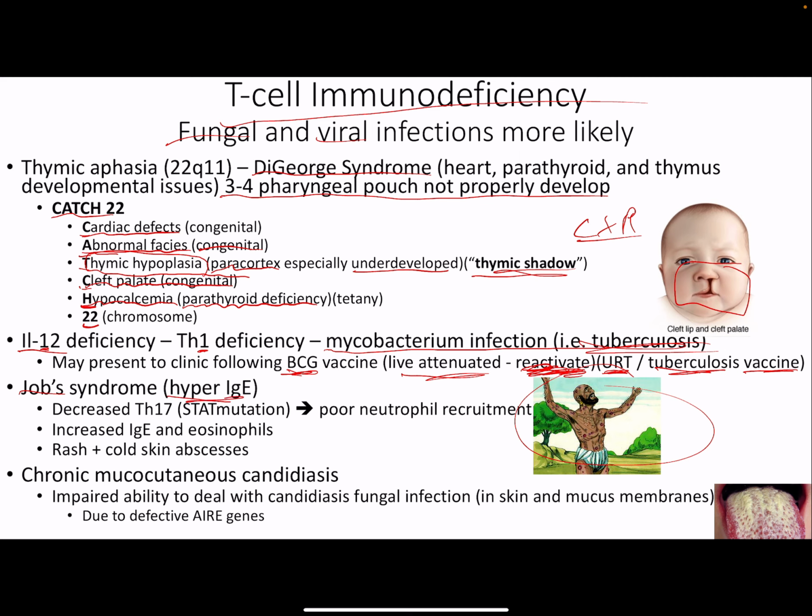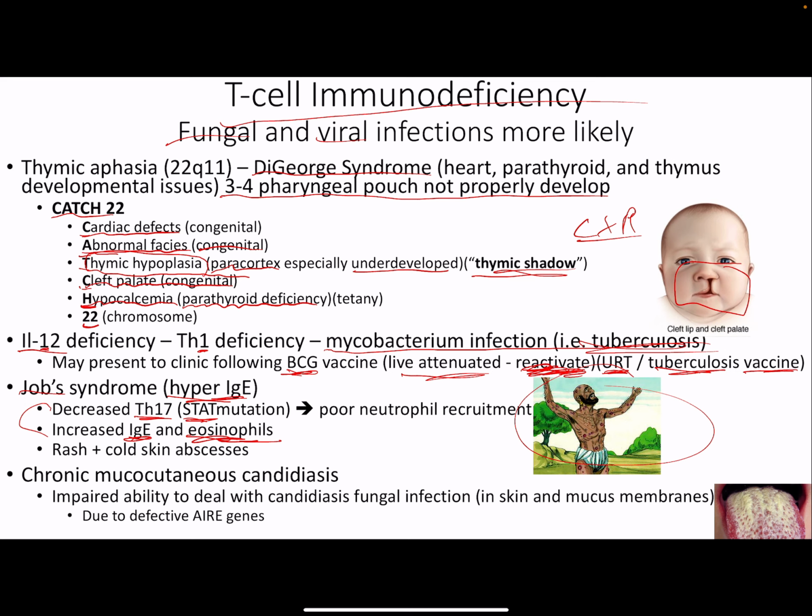So hyper IgE, so that tells you absolutely we have increased IgE, and what goes with IgE? We have increased eosinophils as well. Decreased Th17. So this one's just kind of random. I can't really think of the link between these. Th17 deficiency is caused by a STAT mutation.